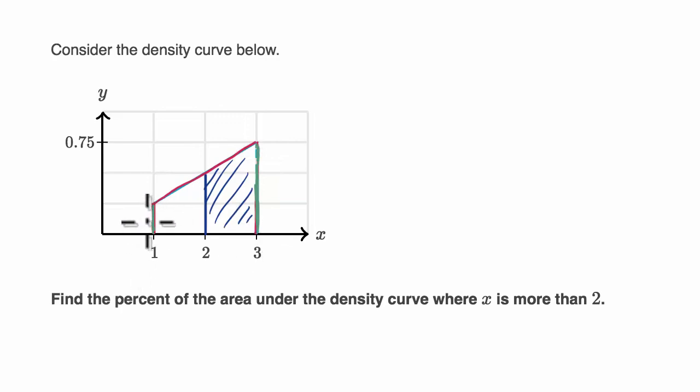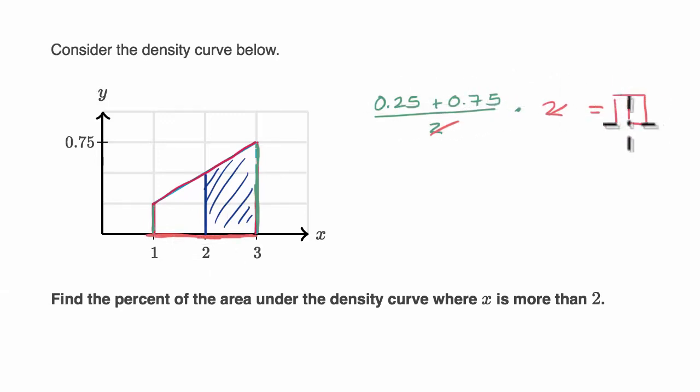So the average of this length and this length, let's see, this is 0.25 plus this height, 0.75, divided by 2. So that's the average of those two sides, times the base, times this right over here, which is 2. And so this is going to give us, as it should have, 0.25 plus 0.75, which is equal to 1. So the area under the entire density curve is 1, which we need to be true for this to be a density curve. Now let's think about what percentage of that area is represented in blue right over here.